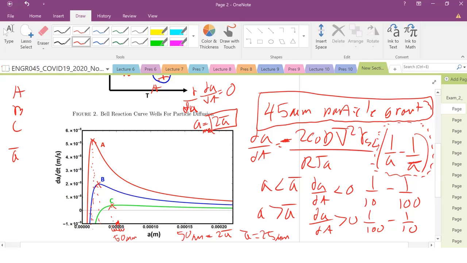So in which systems will a 45 micrometer particle grow? We know that all of these are going to be less than, out here we're at 50 micrometers, and our average A bar is going to be 25 micrometers even here. So here we're even less. Our A is greater than A bar for A, B, and C, right? So if our A is greater than A bar, we are going to grow. Larger particles grow at the expense of smaller particles.